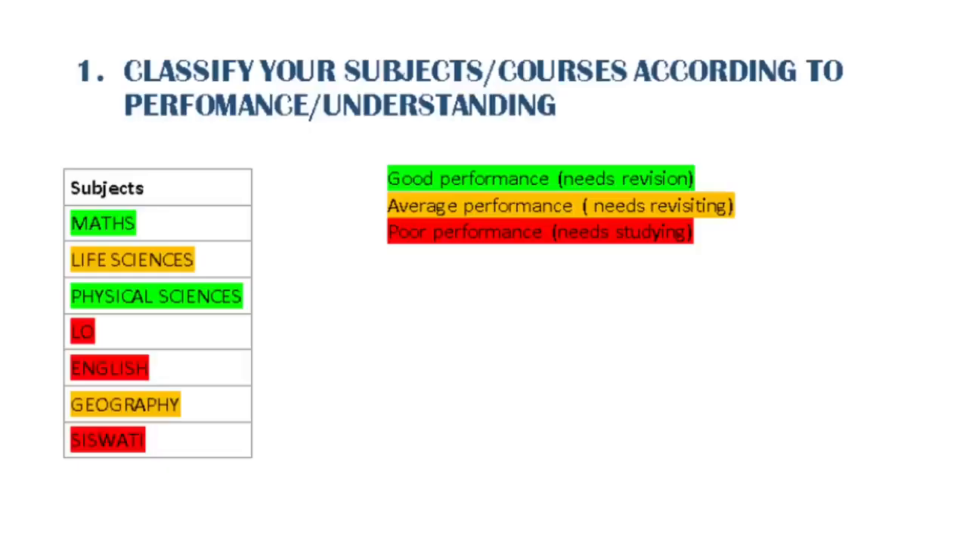So firstly, you want to classify your subjects or courses according to your understanding or performance. So I'm going to use my high school subjects as an example. The ones that are highlighted in green are the ones that I'm good at and I just need revision. The ones that are highlighted in orange are the ones that I am performing average in and most of the topics need revisiting. And the ones that are highlighted in red are the ones that I'm performing poorly in and I need to actually go back and study.